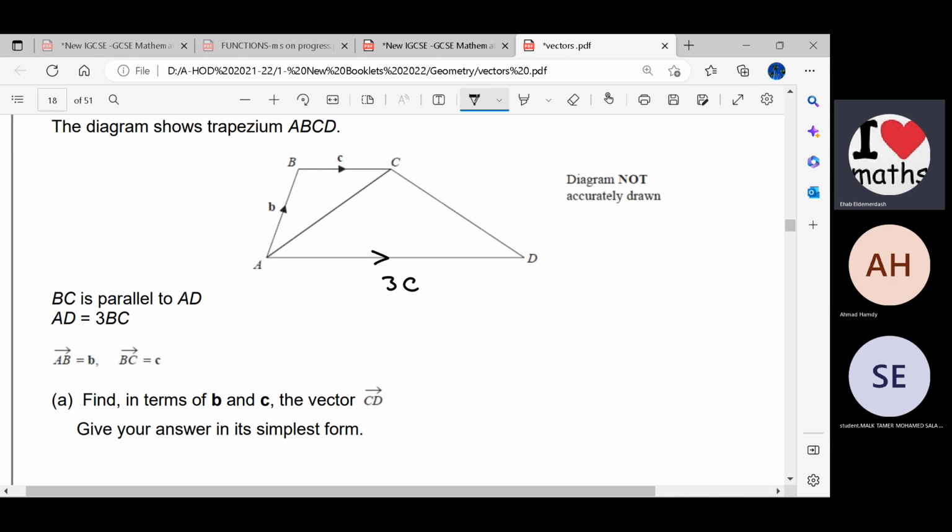Then what happened? They are telling me the vector AB is equal to B and the vector BC is equal to C. Find in terms of B and C the vector CD. I want someone to take me from point C to point D. How do I go? I want to go from C to D, so I need to find the vector CD. Describe for me the way.